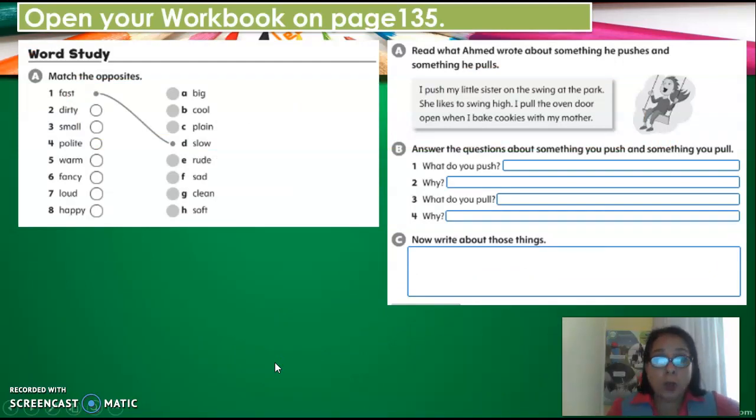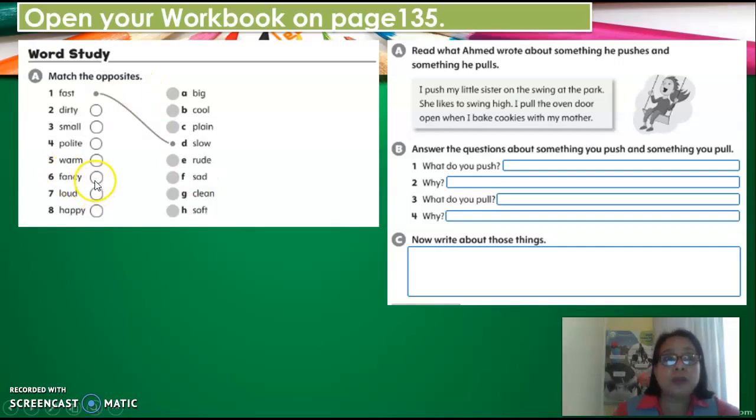Now, we will open the workbook on page 135. Remember to write the date on the top, okay? Write the date on the top and answer activity A for writing, B, and C. Activity A says match the opposites. Remember, antonyms are opposites, so remember that. We have fast, slow, dirty, small, polite, warm, fancy, loud, happy. Opposites, big, cool, plain, slow, rude, sad, clean, and soft.